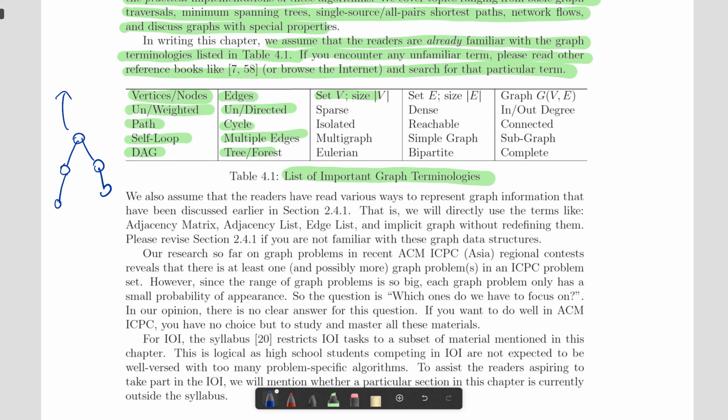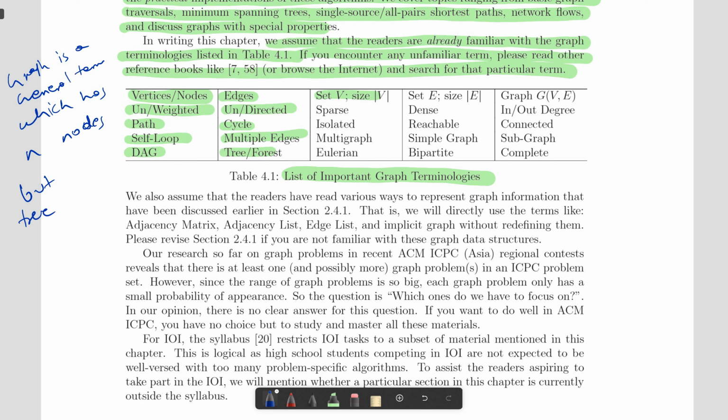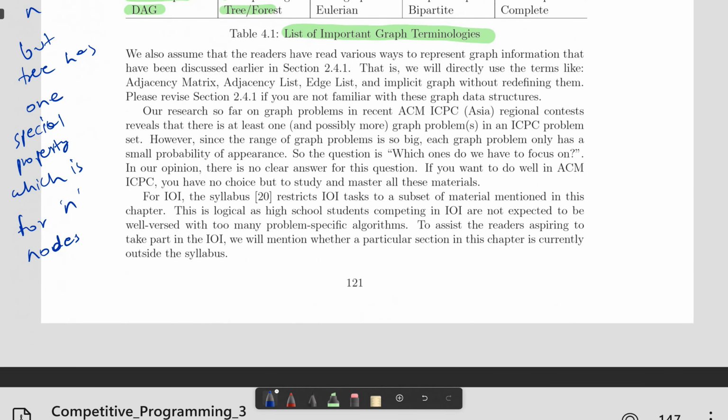Talking about tree, the only property a tree has, unlike a general graph which has n nodes, is one special property: for n nodes it will have n minus 1 edges. This is the property held by a tree.